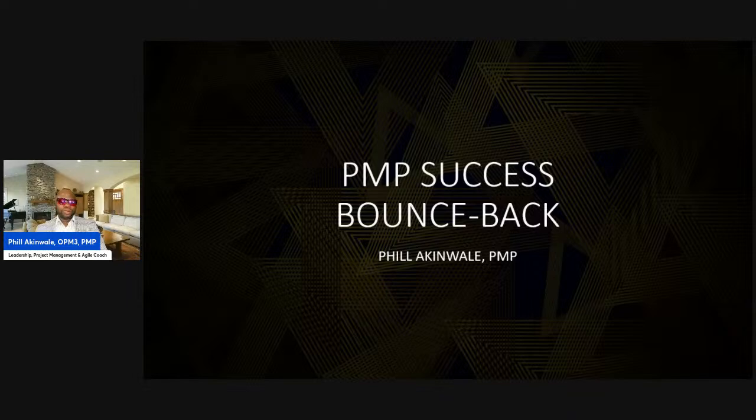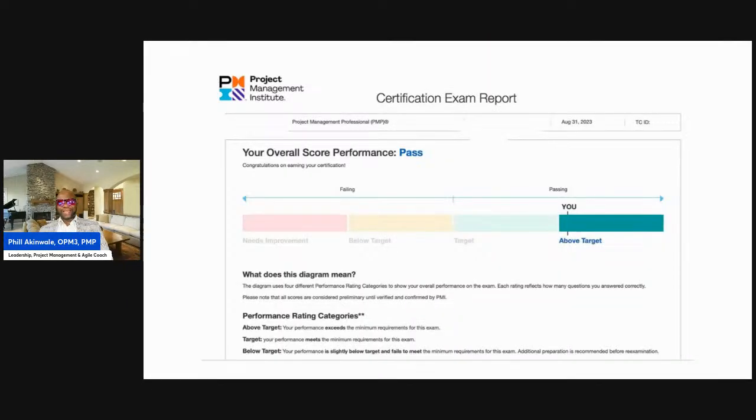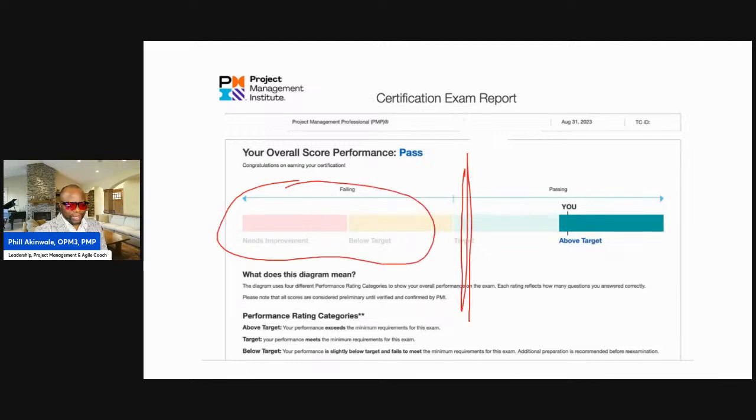Okay. So, right off the bat, the PMP exam, when you're done, will give you an exam report. And the exam report looks something like this. And for those folks who don't make it, they fall into this range over here, right? If you're anything below this range, then you fail the exam. Okay. For those who pass the exam, it's target and above target overall. So you get a report that looks like this.